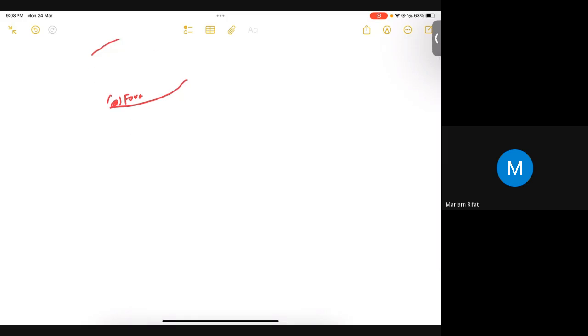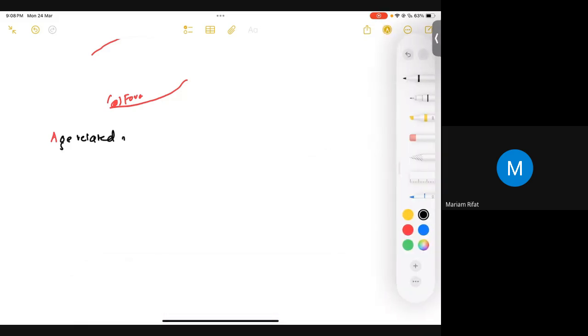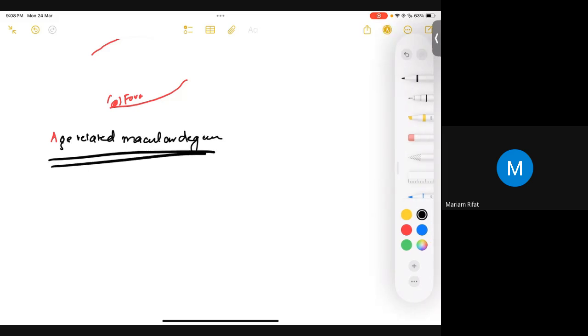The first one we are going to discuss is age-related macular degeneration. As the name suggests, the macular part, the area surrounding your fovea, can undergo degeneration with age, and that's simply known as age-related degeneration of your retina.